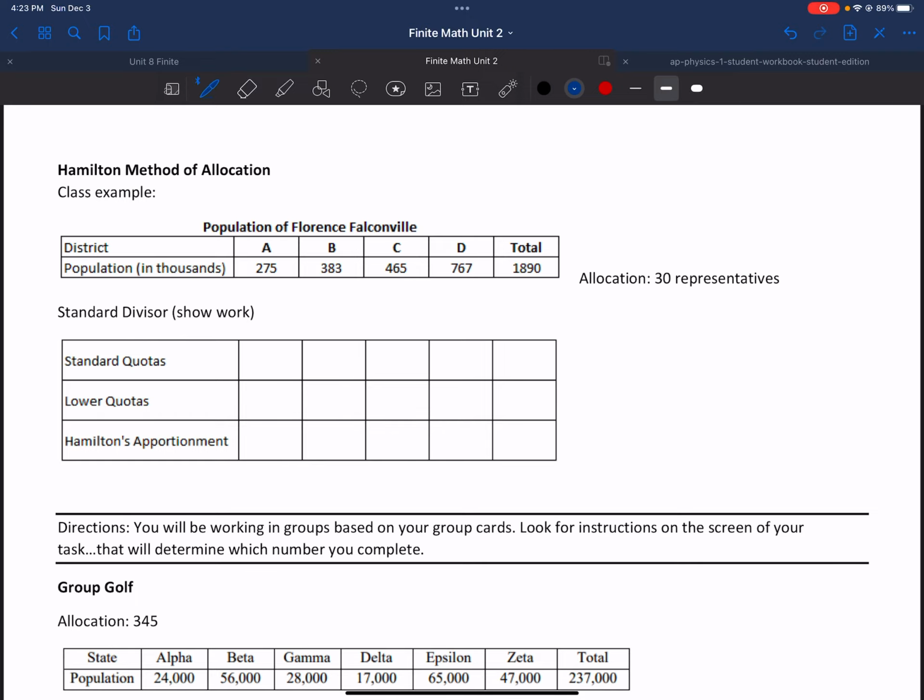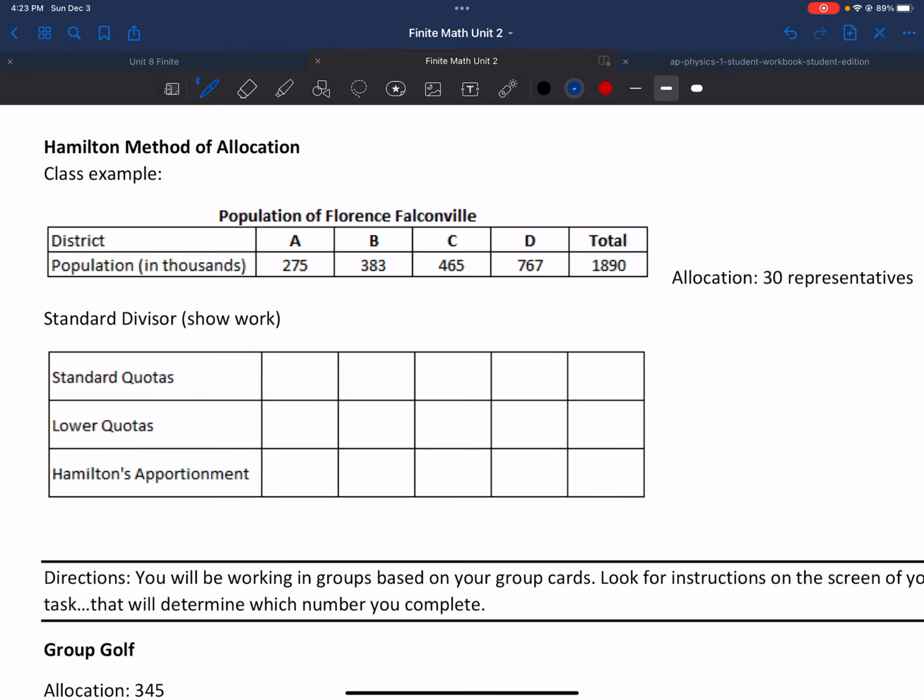All right, let's take a look at this example. We have a population of Florence Falconville, and there's 4 districts within this particular city. And we want to find out how many people each representative essentially represents. And then you also want to know how many representatives go towards each district. So this is very much one of the processes that you could use to allocate representatives for the House of Representatives. Okay, so the first thing we need to know is our standard divisor.